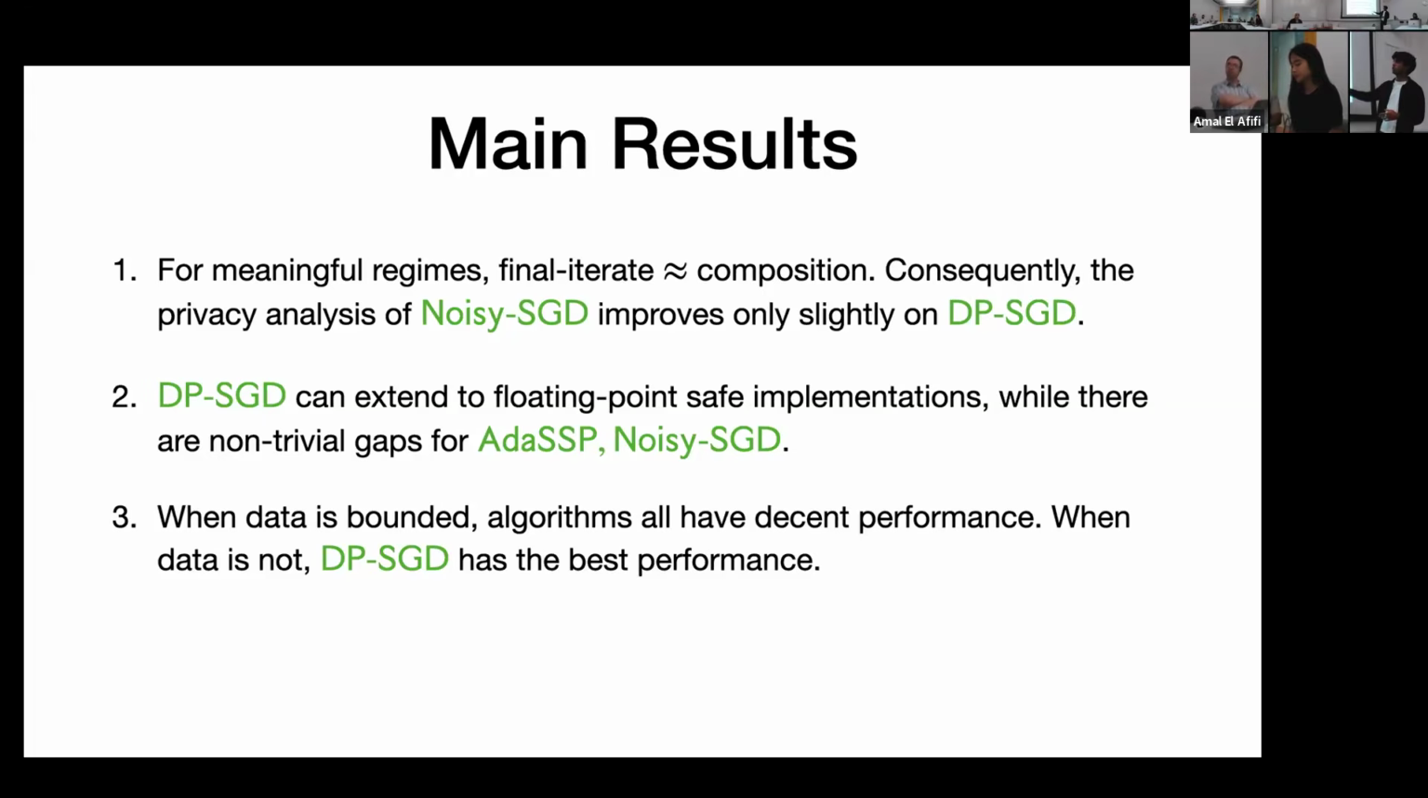Secondly, we'll show that DP-SGD can extend to a floating point safe implementation in a fairly natural way based on the numerical primitives that it requires. And there are some non-trivial gaps for both AdaSSP and Noisy-SGD that make them harder to implement in practice. And finally, we'll show that when data is bounded, all of these algorithms are going to have reasonable performance. When the data is not, and the assumptions of bounded parameter norm actually do introduce a lot of bias in the estimation process, DP-SGD will have the best performance by orders of magnitude.